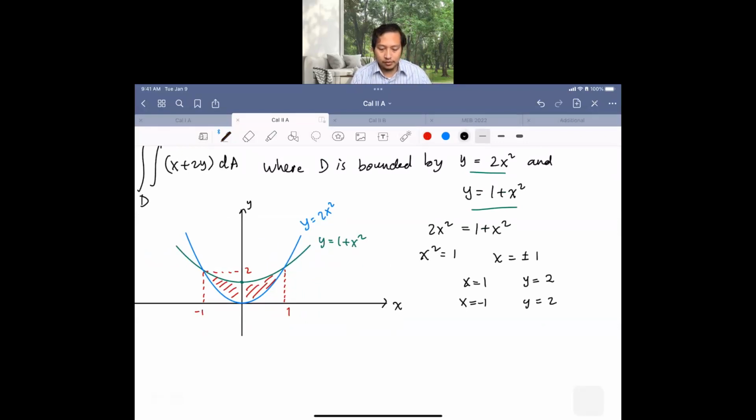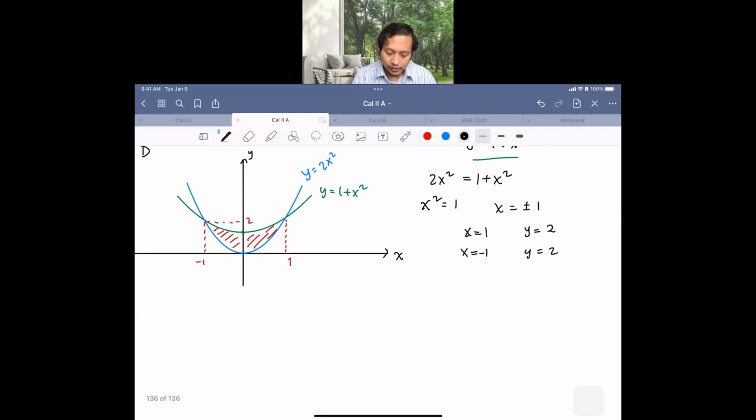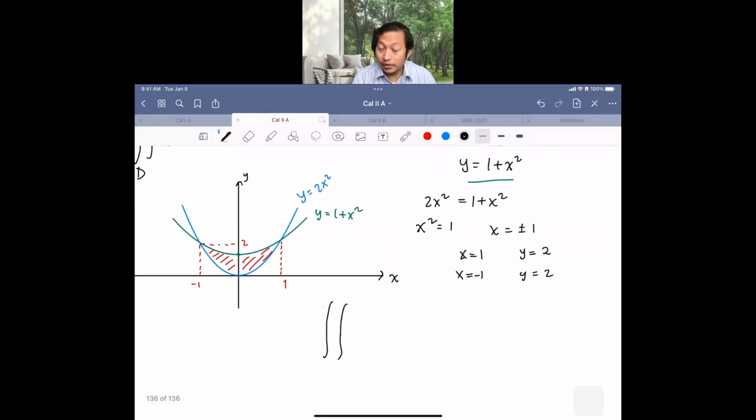Okay, now from this, since I think we can just leave it as a function of x for this 1 plus x squared and x squared, we can say that this is going from x squared to 1 plus x squared. Okay, still you need to remember the top and bottom of the integrals, right? And negative 1 to 1, and the function inside is x plus 2y. This is the surface, okay? And then dy dx.